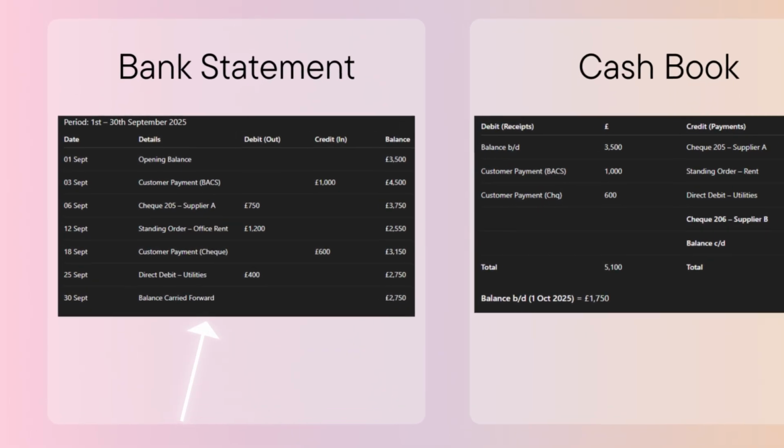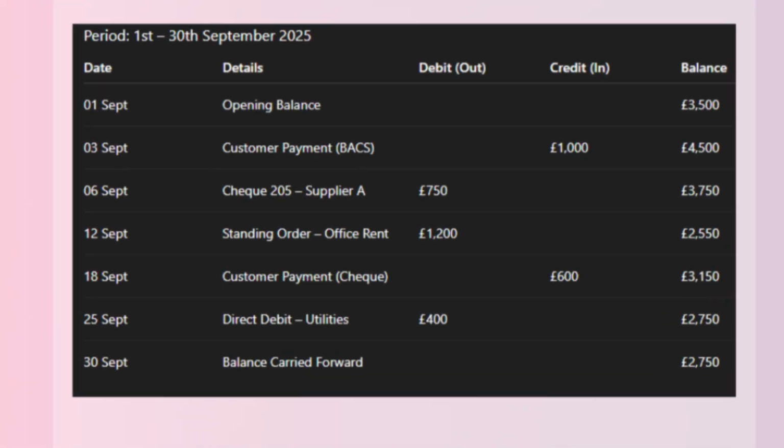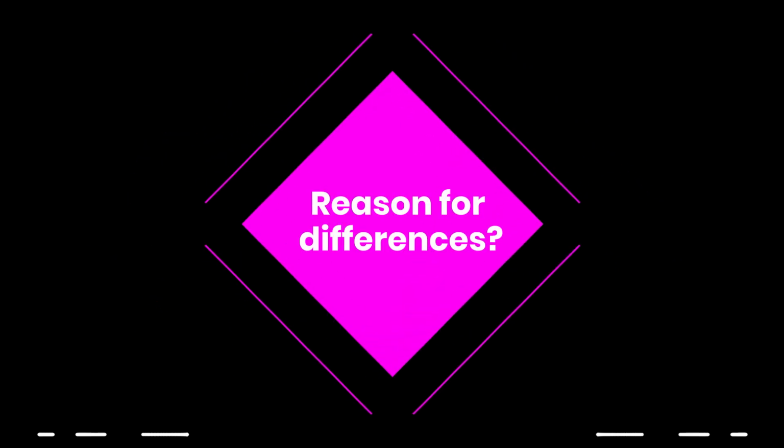So what you can see on the left here is a copy of a bank statement. So typical bank statement that you're going to receive from any bank, you're going to have your date on there, there's going to be some details, there's going to be a paid out and paid in, and there's going to be a balance.